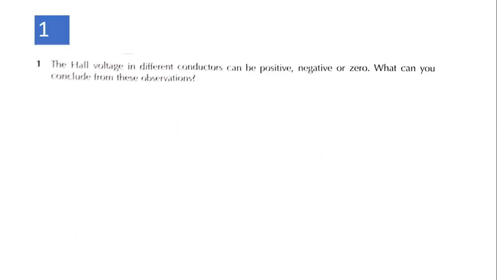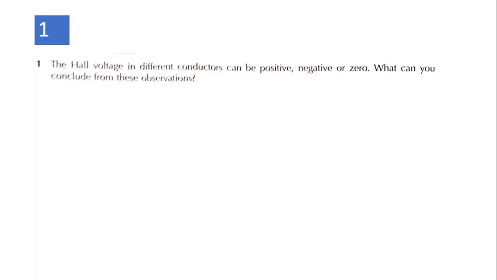Hall voltage in different conductors can be positive, negative, or zero. What can you conclude from these observations?